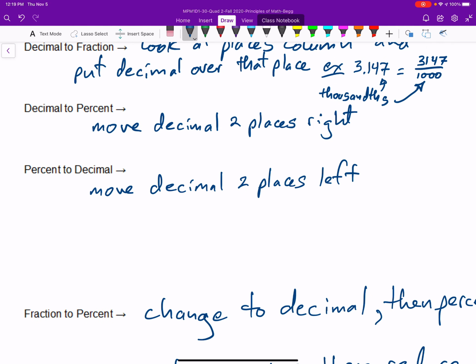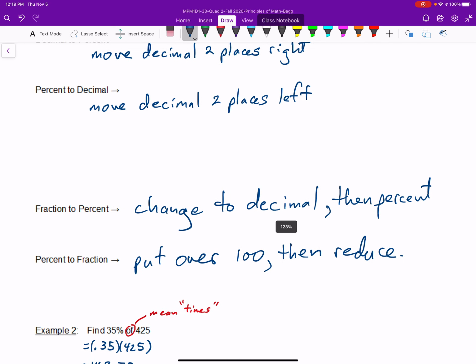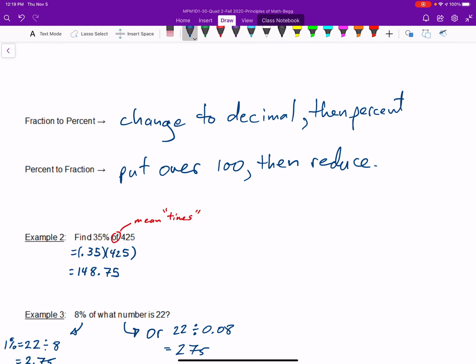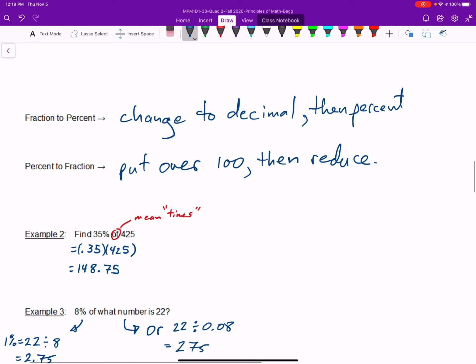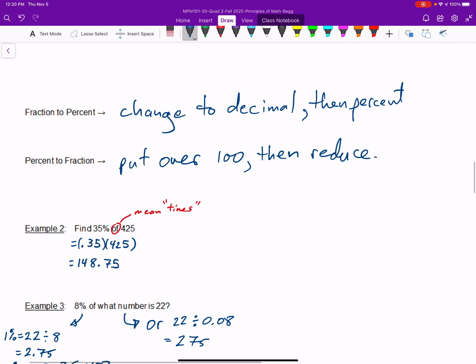From a decimal to a percent, what we want to do is move the decimal 2 places to the right. We already talked about that. And if I want to go from a percent to a decimal, move the decimal 2 places to the left. That's like multiplying by 100 or dividing by 100. A fraction to a percent, we don't usually have an exact way to do this. Usually what I do is change it to a decimal, then move the decimal 2 places to the right. One other way I could do it is, if it's easy to change the fraction to an equivalent fraction out of 100, that would be fine as well.